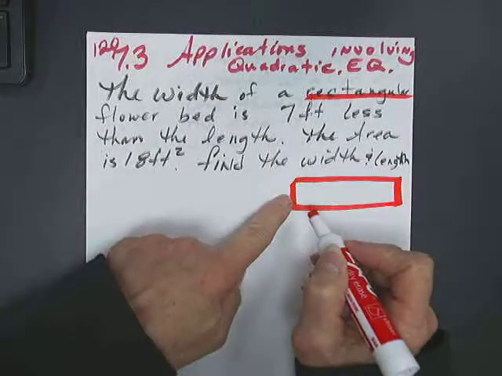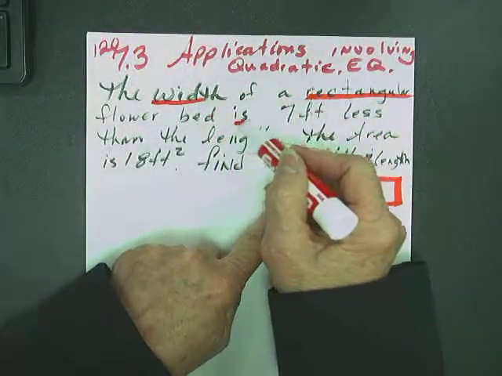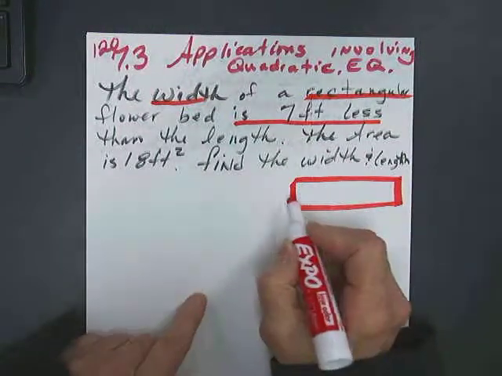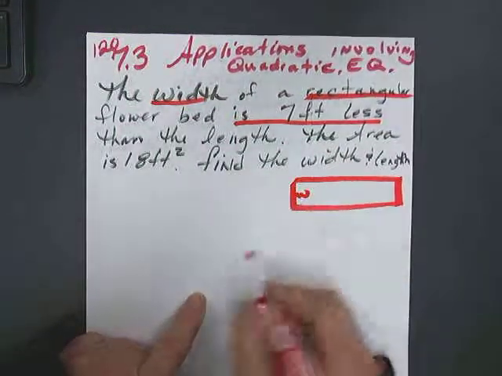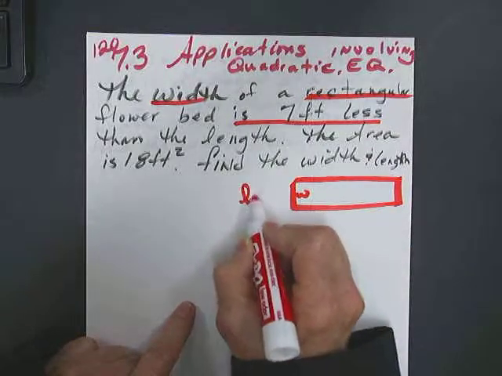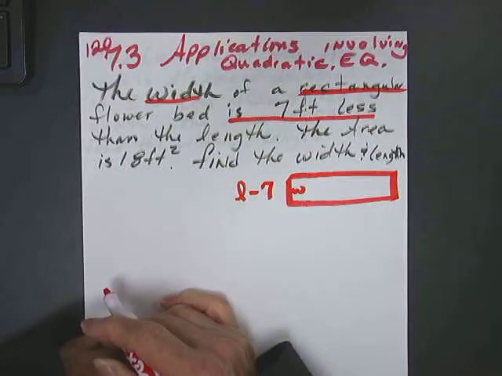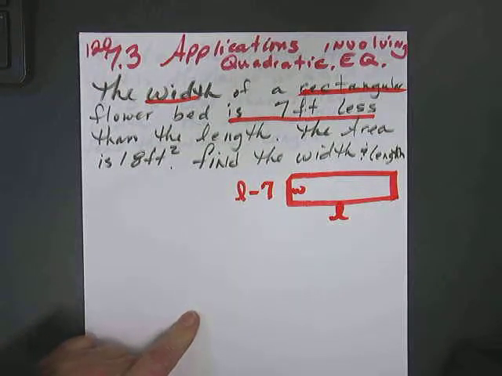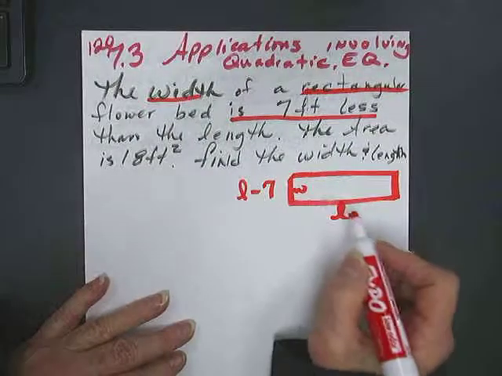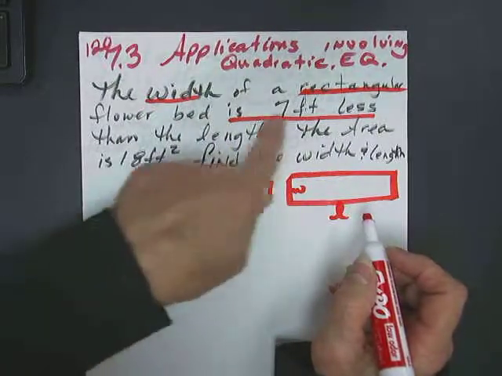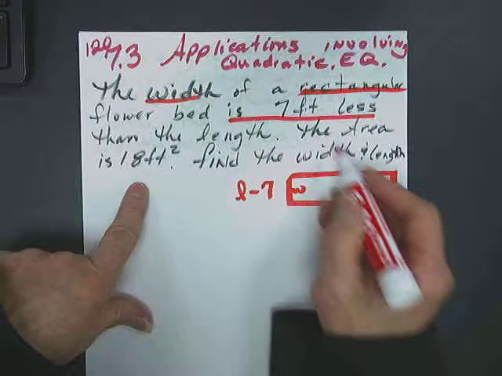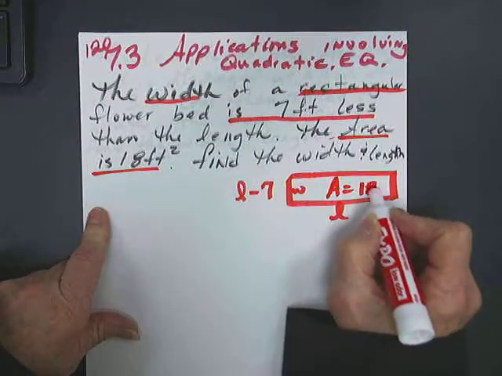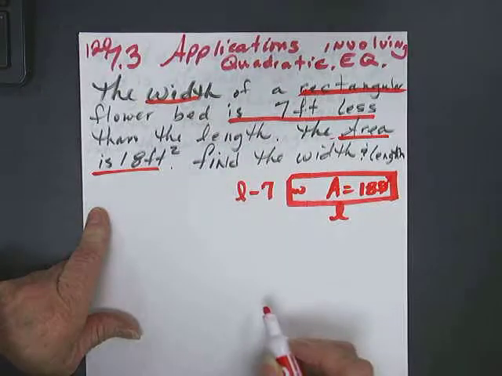The width is 7 foot less than the length. So this is your width, it will be the length minus 7. This will be your length. Length, width. So this is what we got from this. The area is 18 square feet.